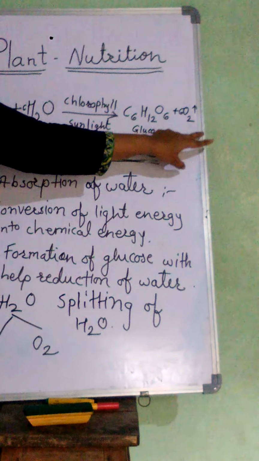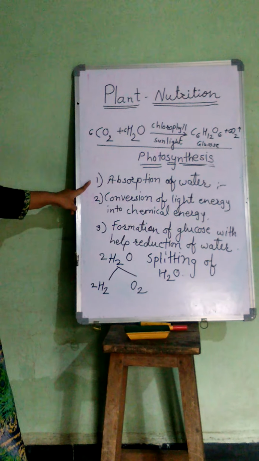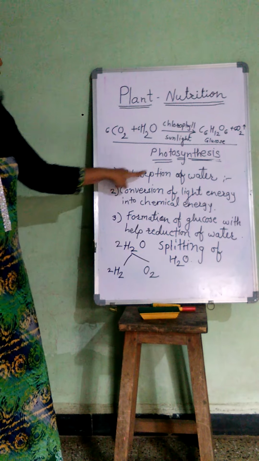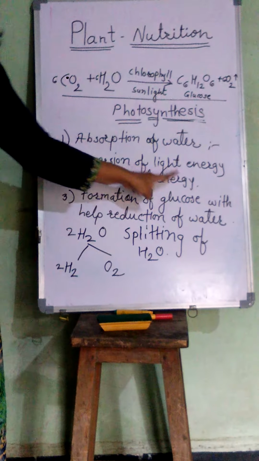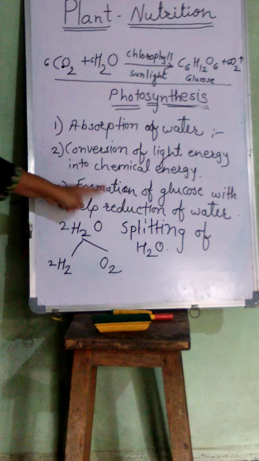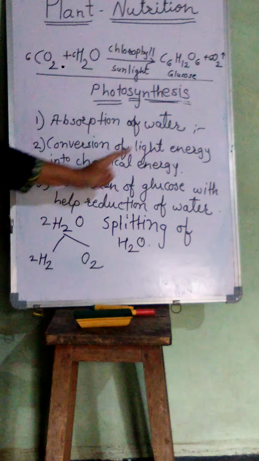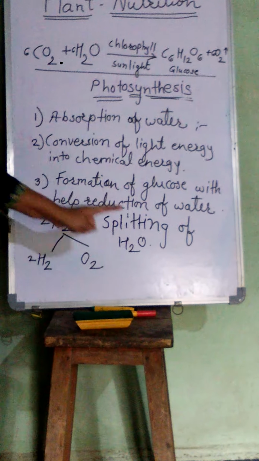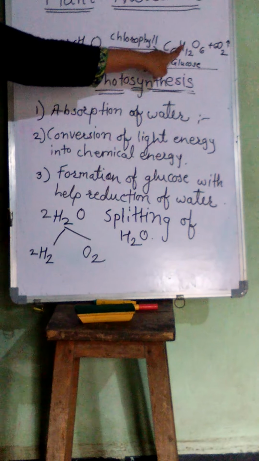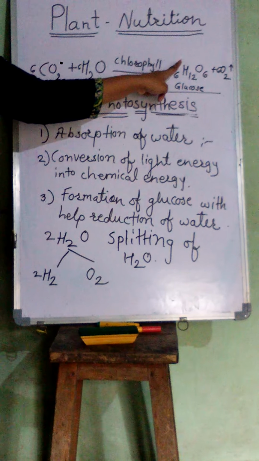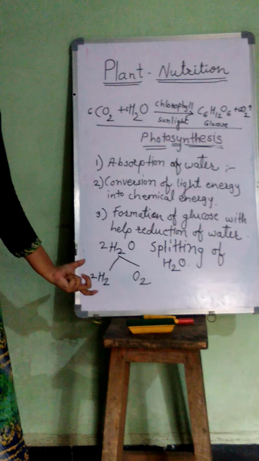So this process is called photosynthesis, and in that 3 steps are involved. First is absorption of water, second is conversion of light energy into chemical energy, and third step, formation of glucose molecule with the help of reduction of water, that is splitting of water molecule into hydrogen and oxygen, and then the glucose molecule is formed. And this whole process is nothing but photosynthesis.